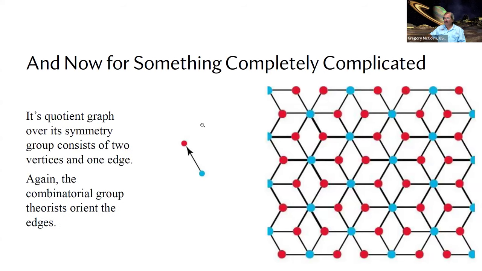Okay, now we're after the quotient graph. Under the symmetry group, in the quotient graph, we're going to map all of the blue vertices to a blue orbit, all of the red vertices to a red orbit, and all of the edges to a single edge that goes from a blue orbit to the red orbit. So you're supposed to pretend that every single edge is oriented from a blue vertex to a red vertex.